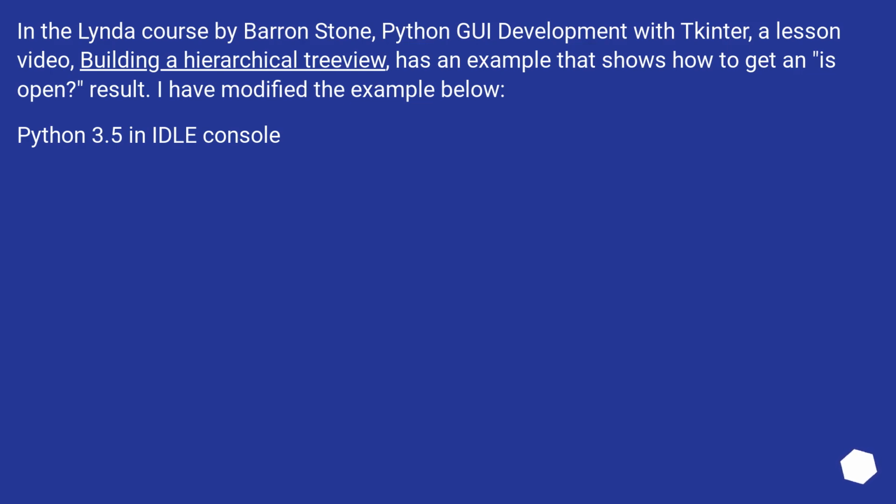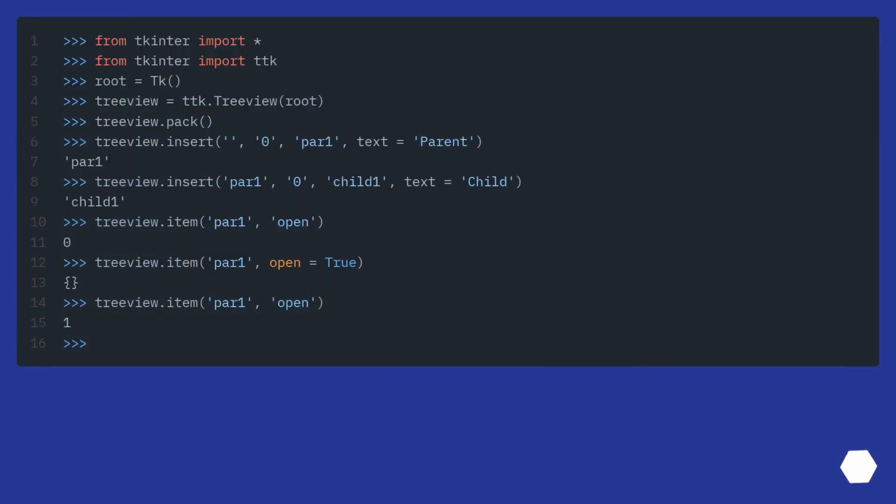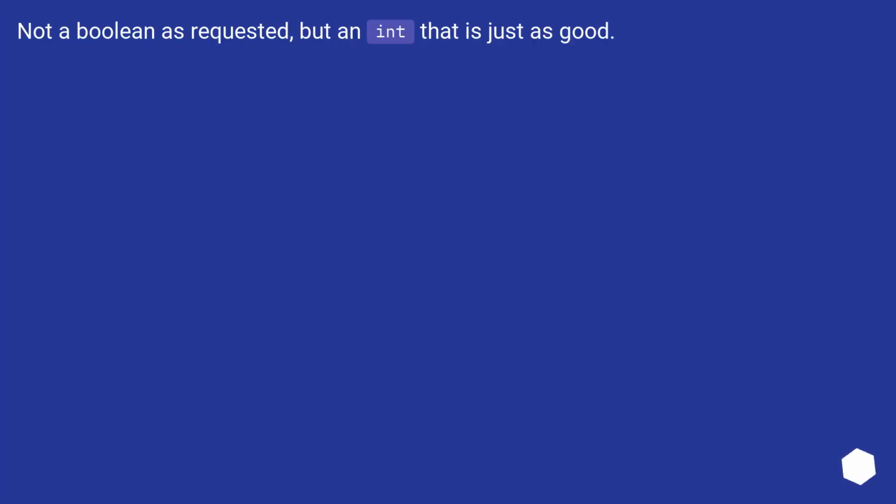In the Lynda course by Barron Stone, Python GUI Development with tkinter, a lesson video, Building a Hierarchical Treeview, has an example that shows how to get the is-open result. I have modified the example below. Python 3.5 in the IDLE console. Not a boolean as requested, but an int that is just as good.